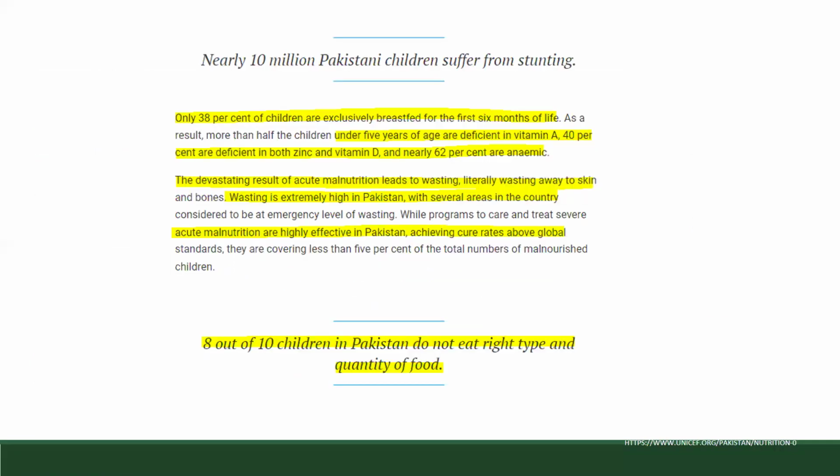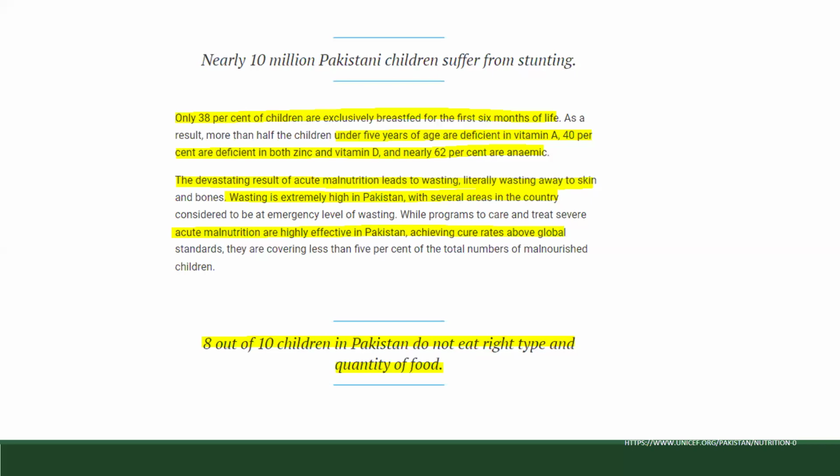Nutrition, nearly 10 million Pakistani children suffer from stunting. Only 38% of children are exclusively breastfed for the first 6 months of life. As a result, more than half of the children under 5 years of age are deficient in vitamin A, 40% are deficient in both zinc and vitamin D, and nearly 62% are anemic.